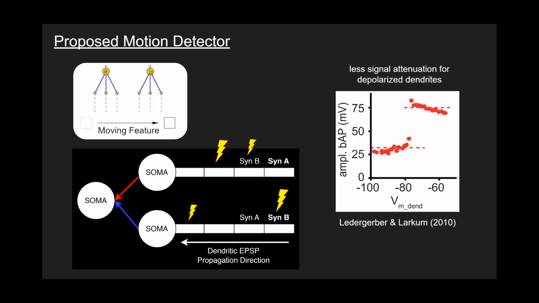And you could imagine, you could sharpen up the responses, the window of motion velocity that this can detect, by adding something like this, where we know in pyramidal cells and in action potentials that the depolarization, the voltage of the dendrites, can cause more or less signal attenuation. Yeah, so I'll let you think through that on your own.